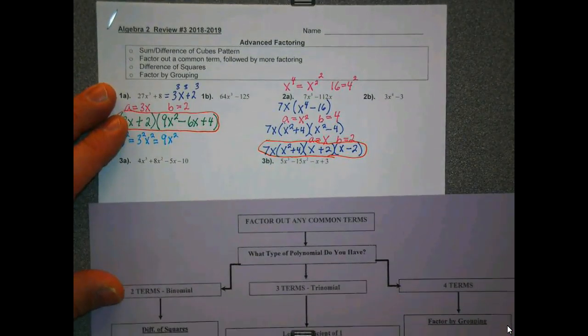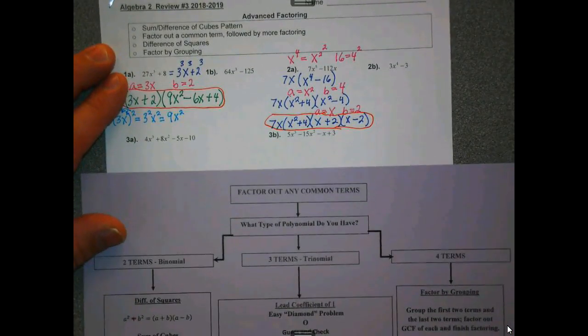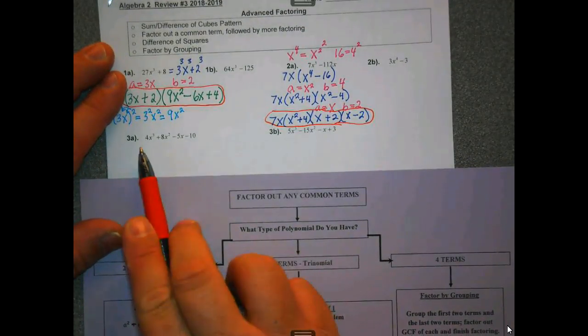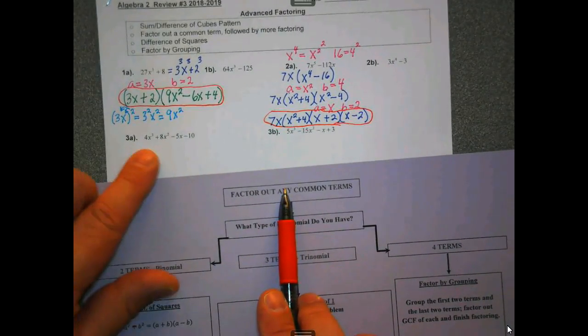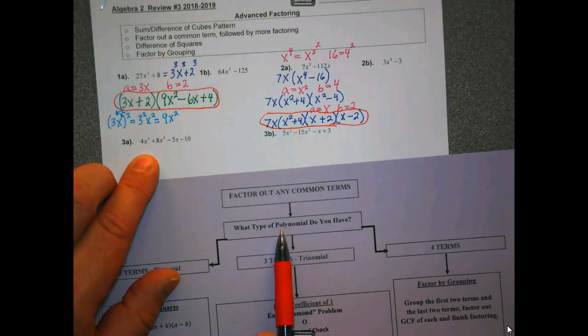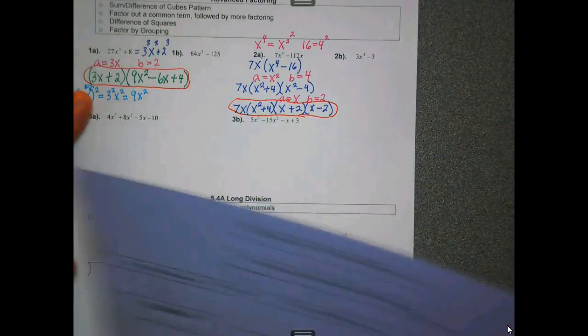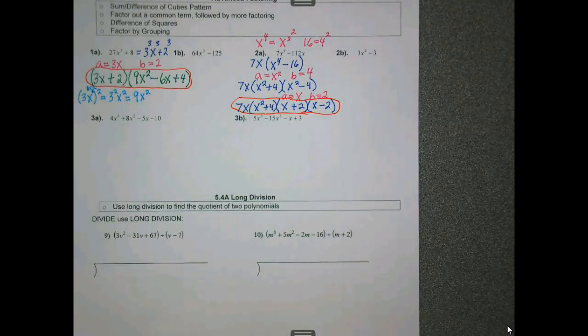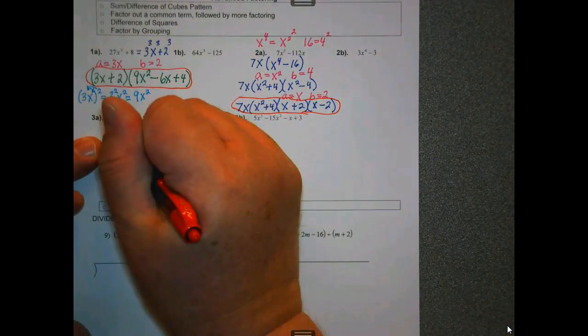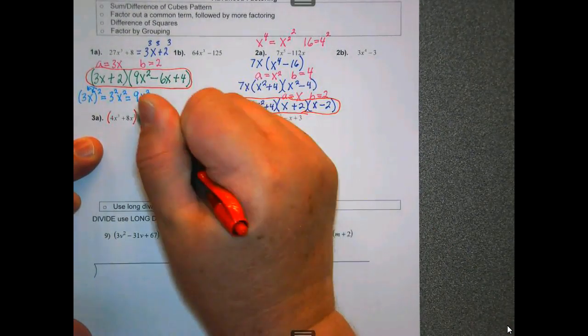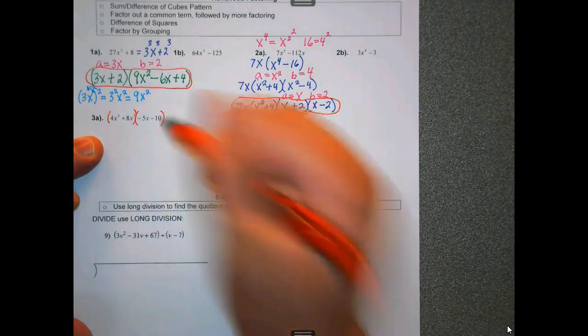All right, I got to follow my flow chart. I have 4 terms. I can't factor out any common factors. I have 4 terms. That means I have to factor by grouping. Group the first 2 terms and the last 2 terms, greatest common factors, and then check for any further factoring. Okay, group the first 2 terms, second 2 terms.